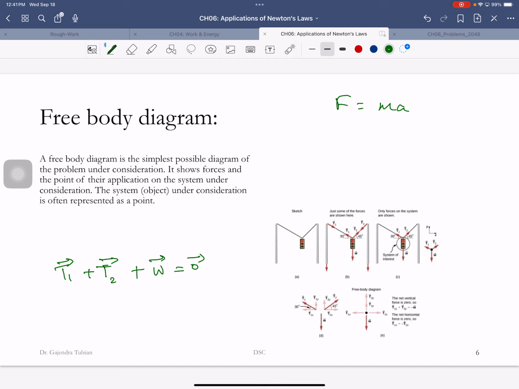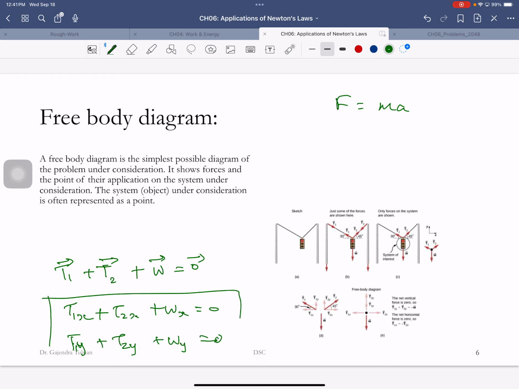It's really 2 equations. Okay, so T1x plus T2x plus Wx should be 0. T1y plus T2y plus Wy should be 0. Okay, so you have 2 equations and you can solve for 2 unknowns. Okay, so that's what the problem will be about. Okay, there'll be 2 unknowns and you're solving for that.